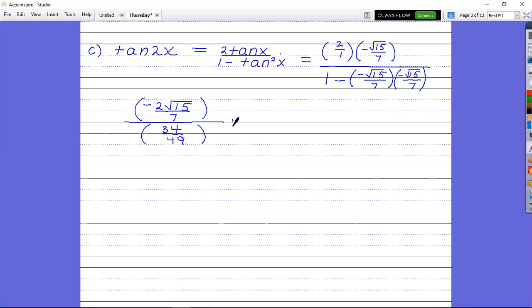Next, I do keep, change, flip, and then simplify. So I'm going to do -2 radical 15 over 7 times, flip it, 49 over 34, and then cancel. So divide by 7, divide by 7, divide by -2, divide by -2, or just divide by 2 actually, and then good to go. So the answer would give me a -7 radical 15 all over 17.